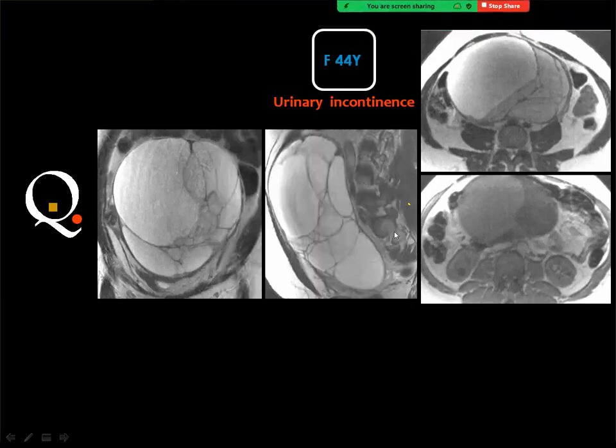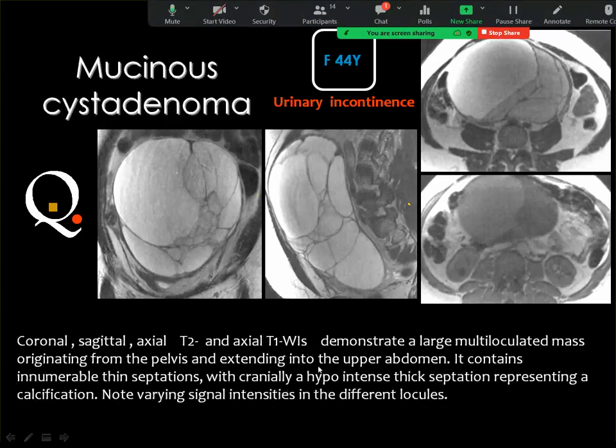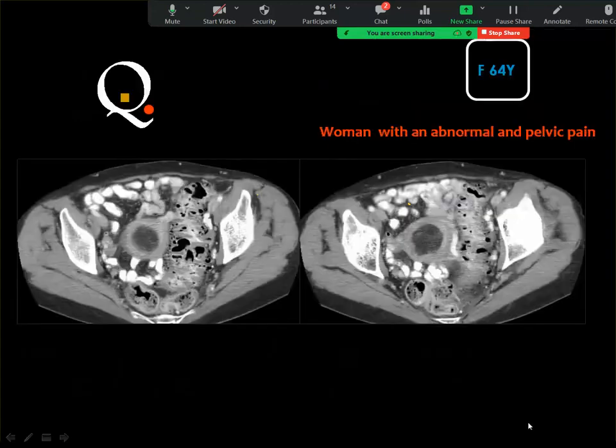Yes, and this is mucinous adenoma, ovarian mucinous adenoma. The cyst is big, then this is number one. There are multiple internal septations, and this is number two. There are different signal intensities of the different loculi, and this is number three. There is absence of a solid mural nodule, and this is number four.